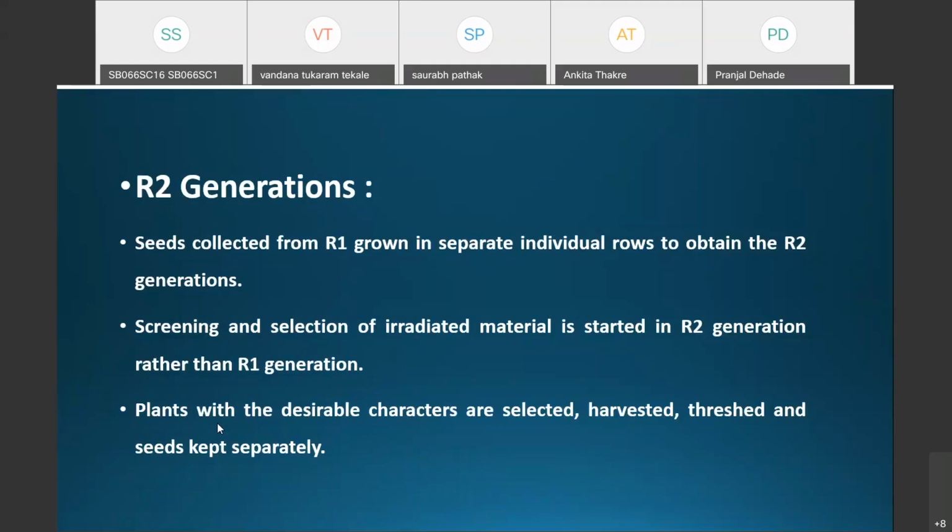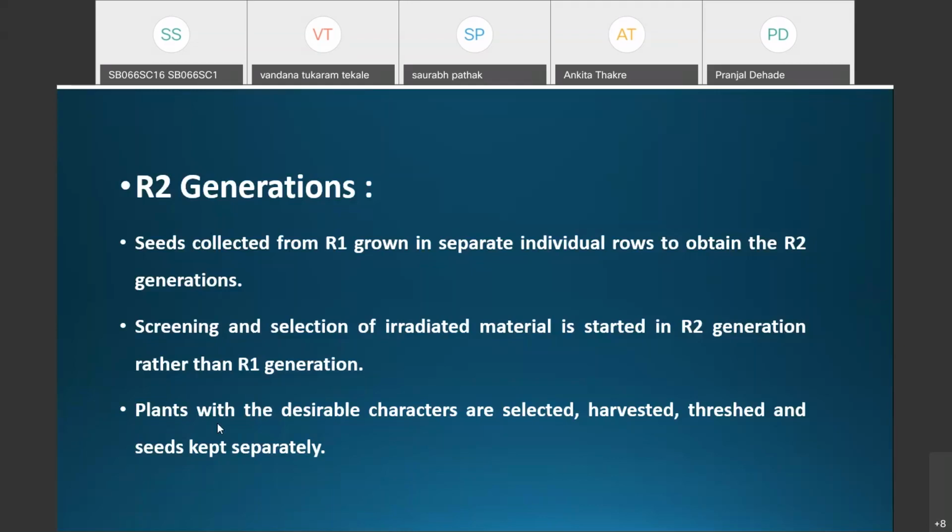Then in the R2 generation, the screening and the selection of the irradiated material is started in the R2 generation rather than the R1 generation. In the R1 generation, each and every suspected plant is selected, because it is not necessary that all the mutations get expressed in the first generation. That is the reason why the screening and the selection of irradiated material is started in R2 generation rather than the R1 generation.